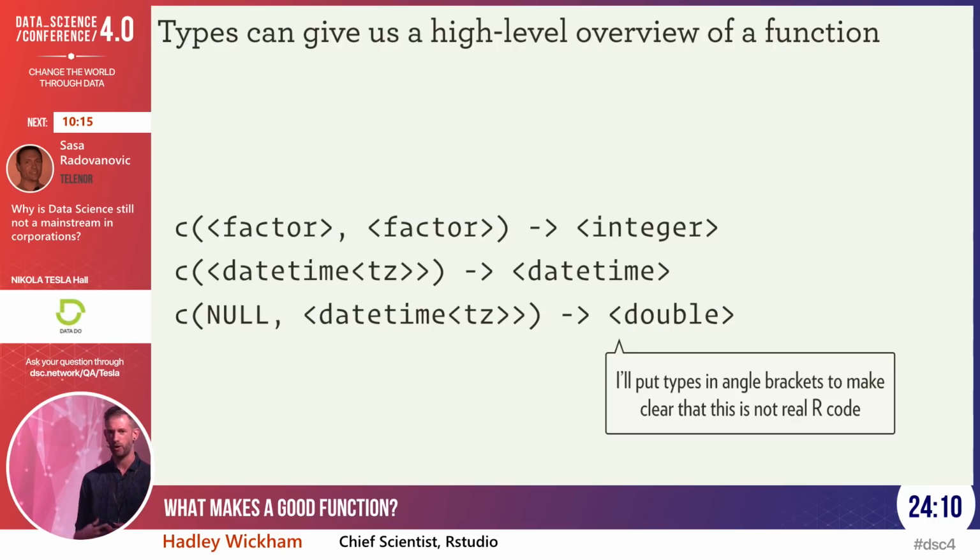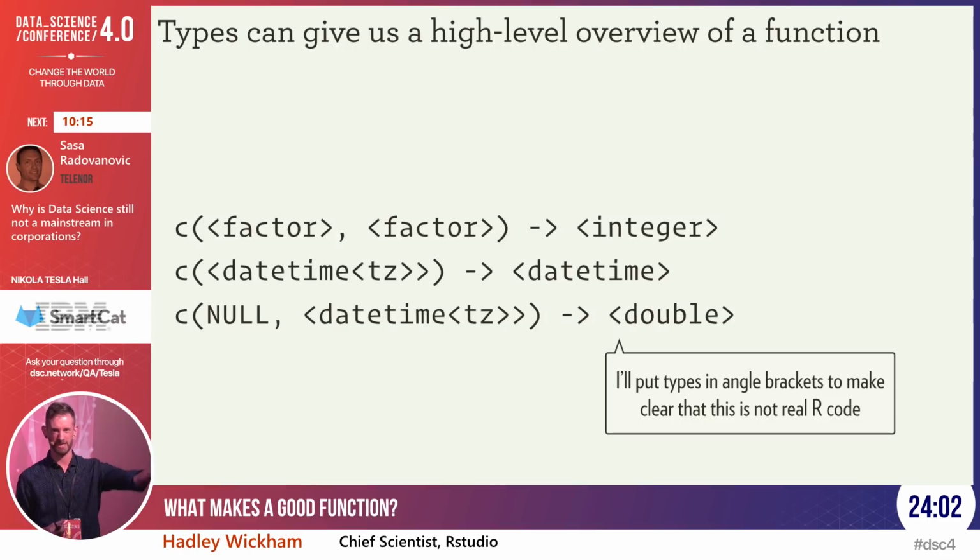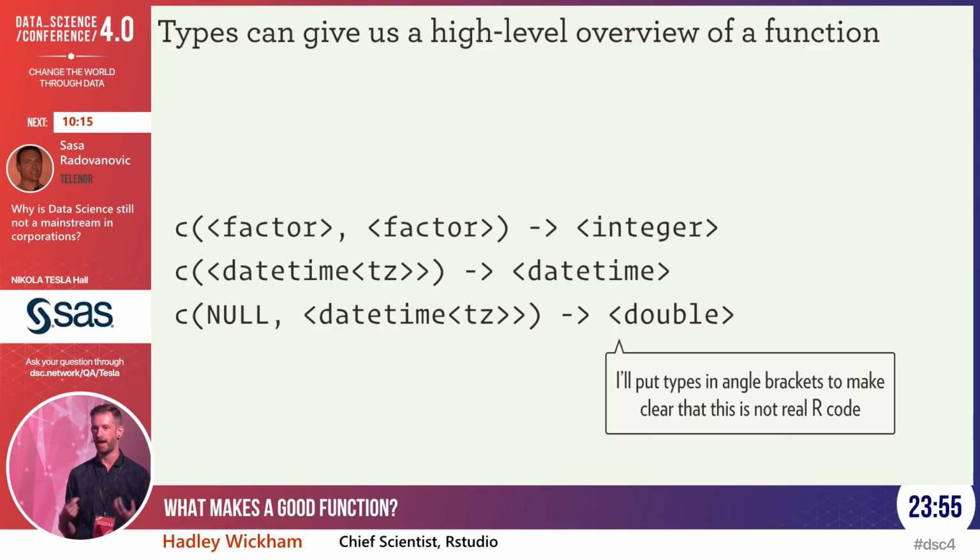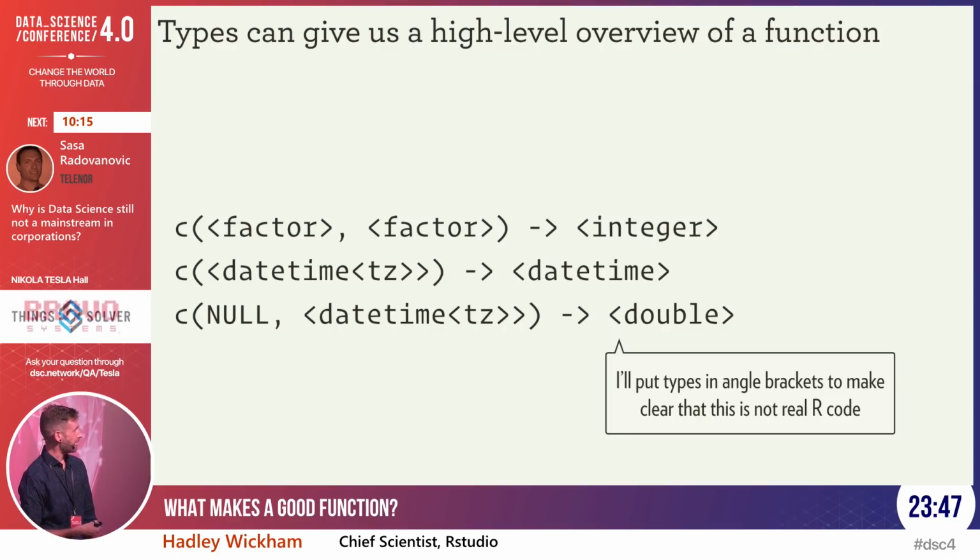I'm going to use it in the ordinary human language meaning, like what's the type of this thing, not in any specific technical meaning, but is it an integer, or is it a factor, or is it a data frame? Like what type of thing do I get when I call this function? And to make it clear that I'm writing pseudo R code, I'm going to put the types in these angle brackets.